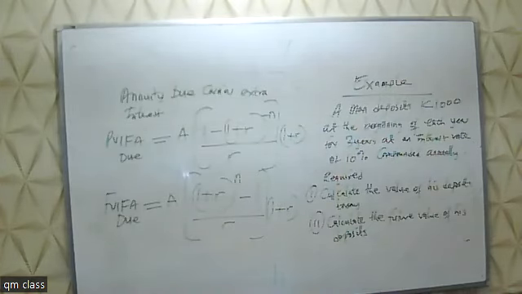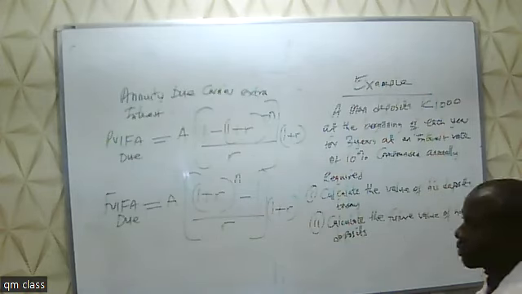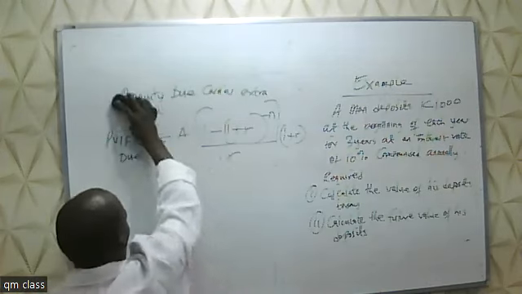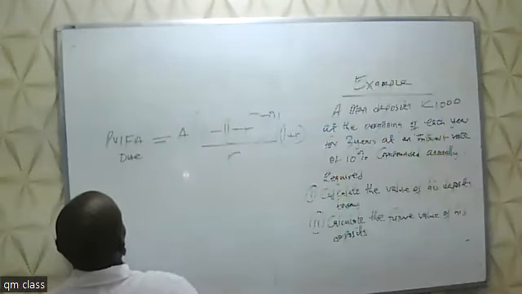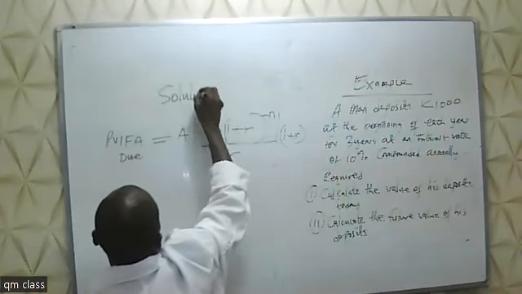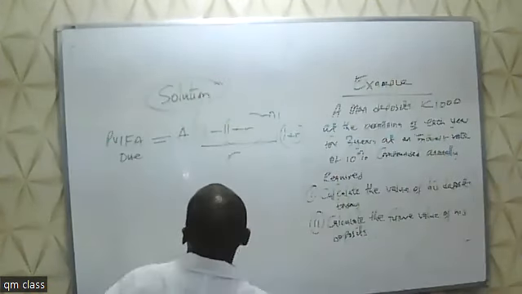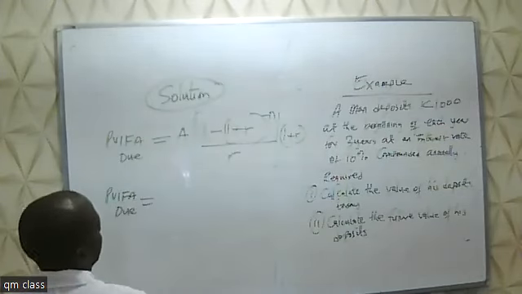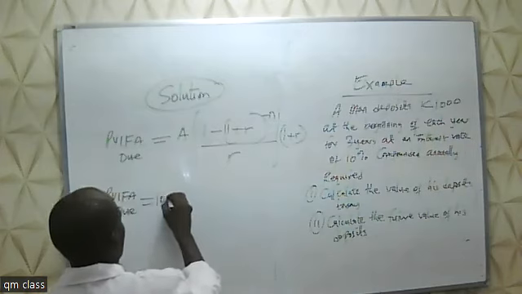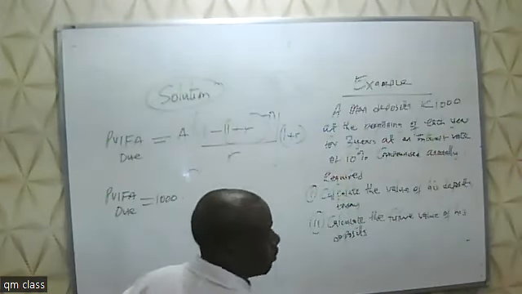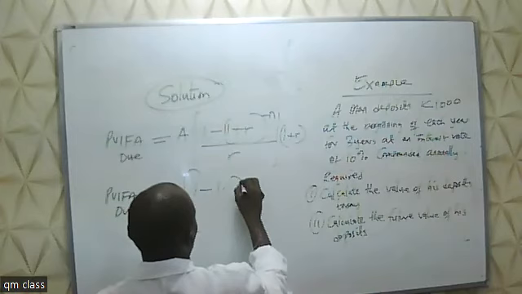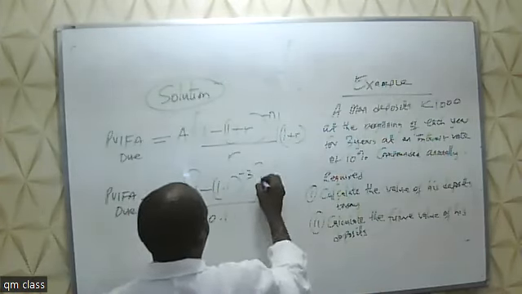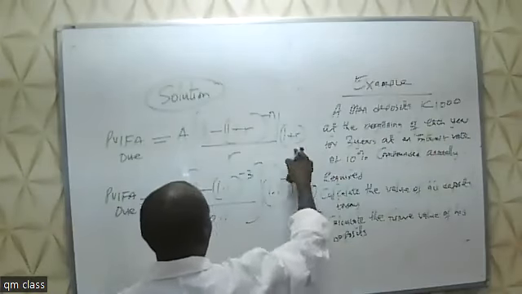For the first one, we use that formula and substitute, so we can get the solution. We are going to have the present value interest factor annuity due. The amount is 1,000, and our interest rate is 10%, so it will be 1 minus 1.1 to the power negative 3, over 0.1, then 1.1. That is the extra interest.